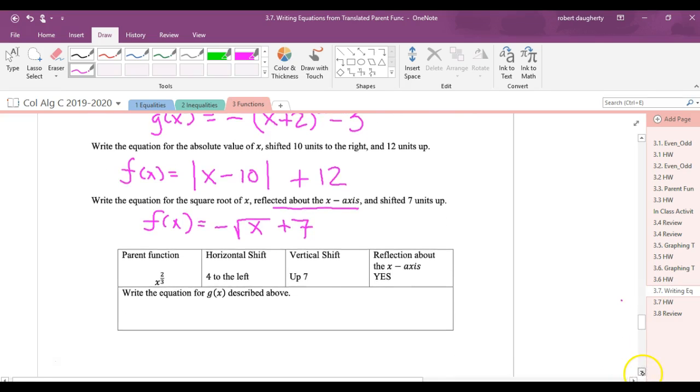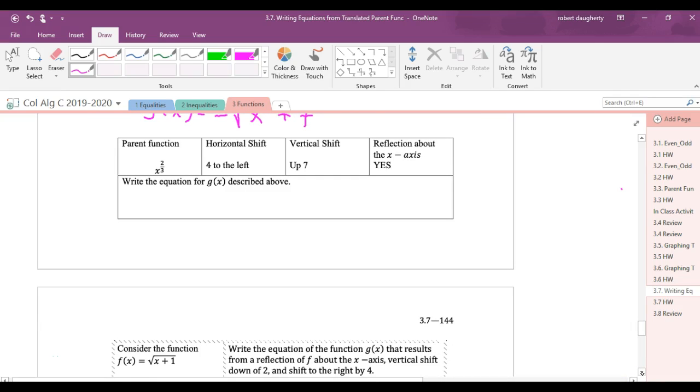And then there may be somewhere I give you some information like this. Write the equation for g of x based on this information. So g of x. What's the first thing I take care of? The reflection. So is it reflected? Yes. I'm going to have a negative. How do I take care of moving this thing 4 to the left? To what power? To the 2/3. And how do I move it up 7? Plus 7 on the tail end of that.